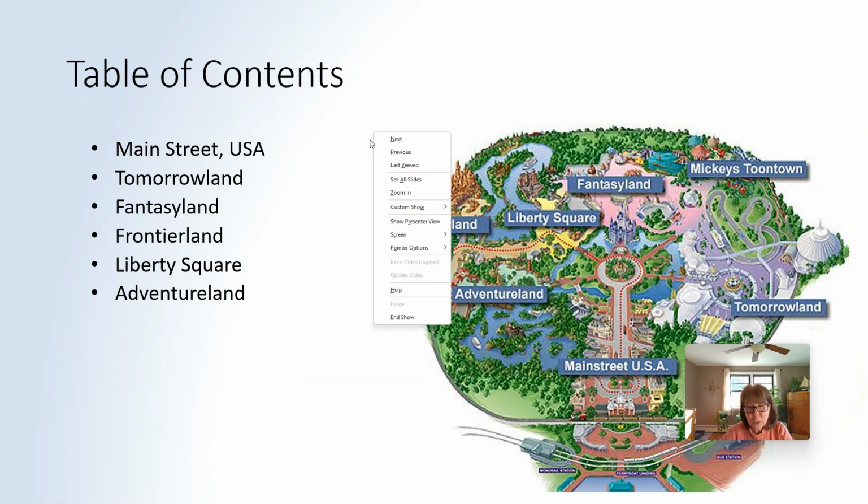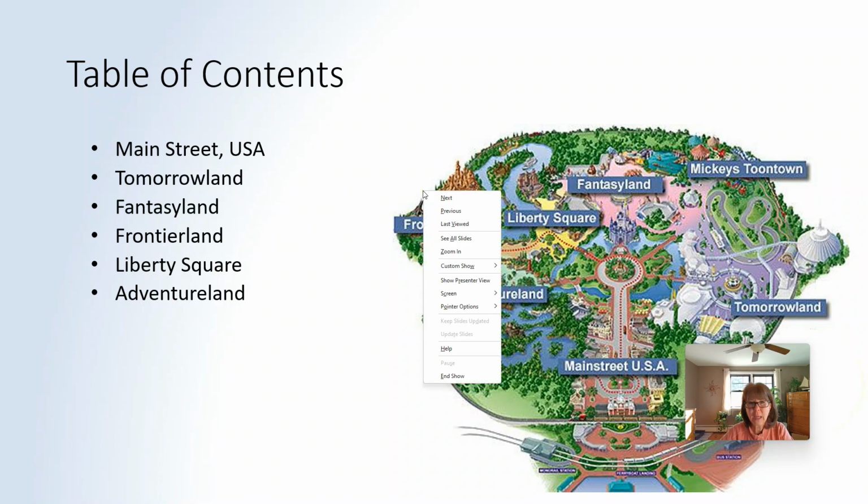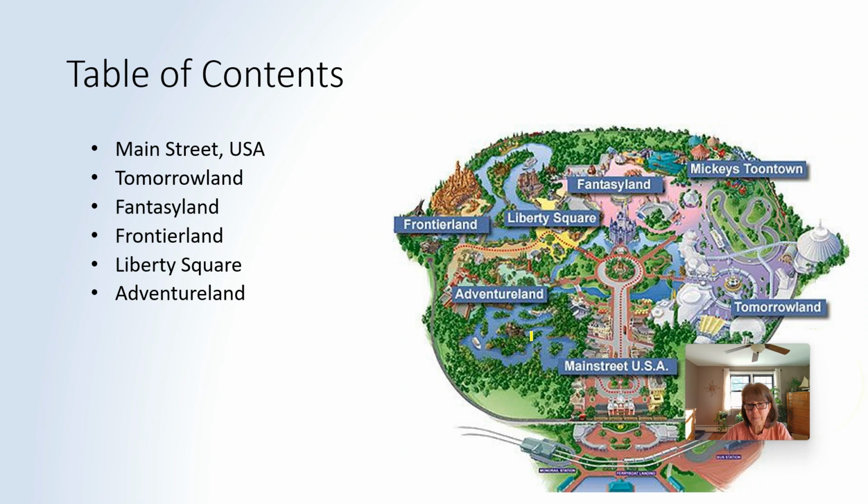Some other options I want to point out are your pointer options. You have a laser pointer, a pen, and a highlighter available to you. And you can change the color of any of those tools with a point and click. So I'm going to go with yellow. And then I'm going to right click and select the highlighter.